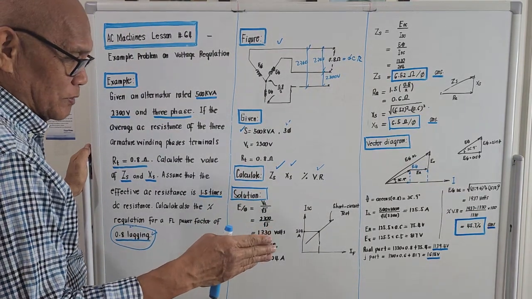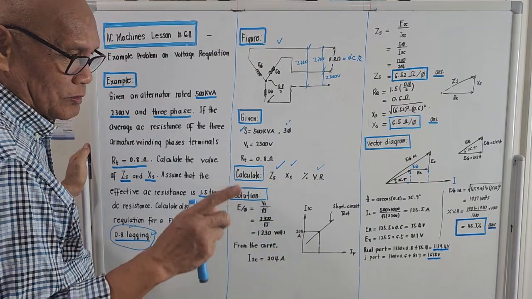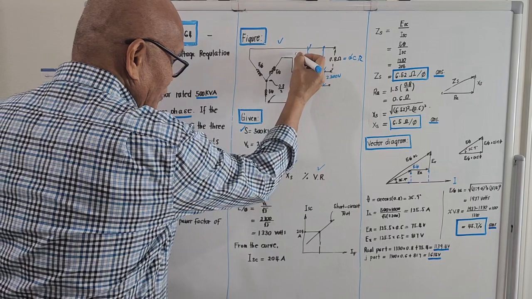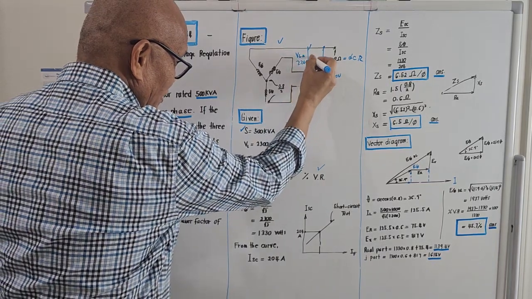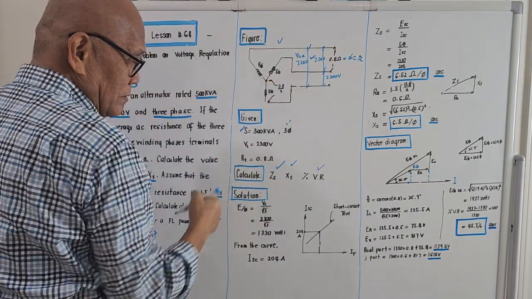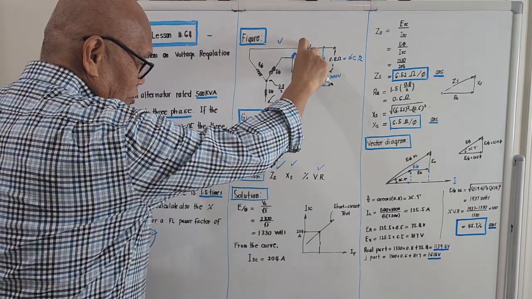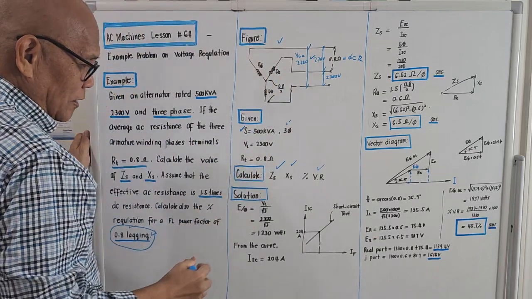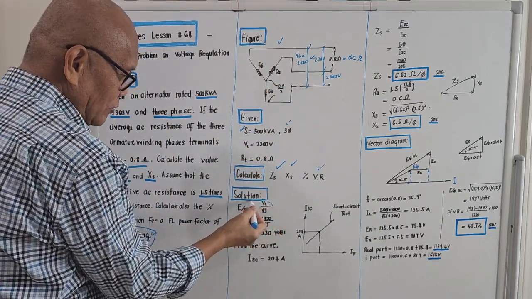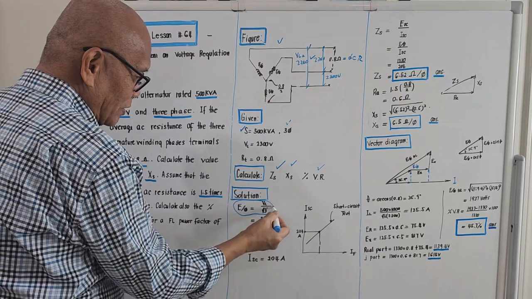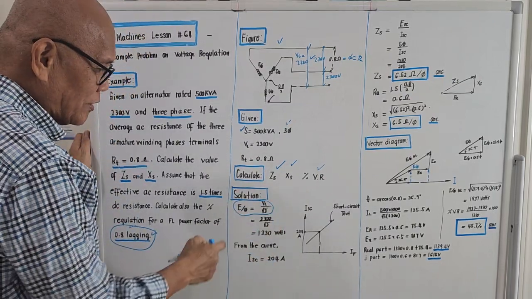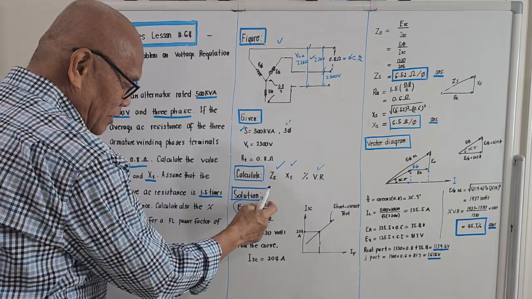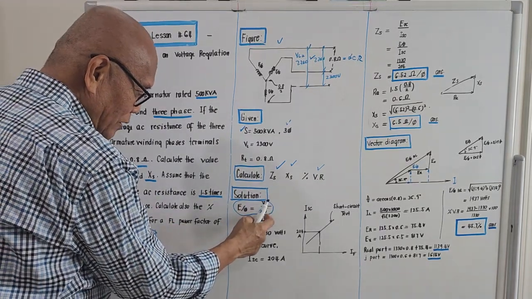The first part of the solution process will be to compute for the voltage per phase. We are given the line-to-line voltage here, 2300, right? So if the line-to-line voltage is given, we can compute the phase voltage. The relationship of the line-to-line and phase voltage for a Y-connected alternator or transformer is that the voltage per phase should be the line-to-line voltage over square root of 3.